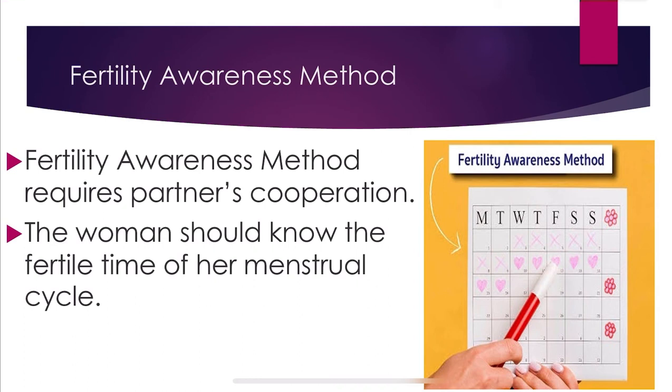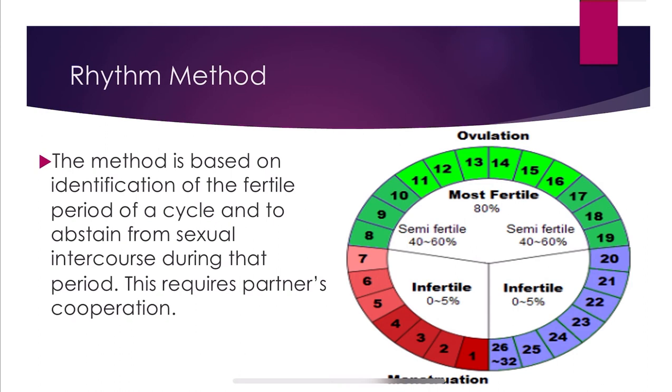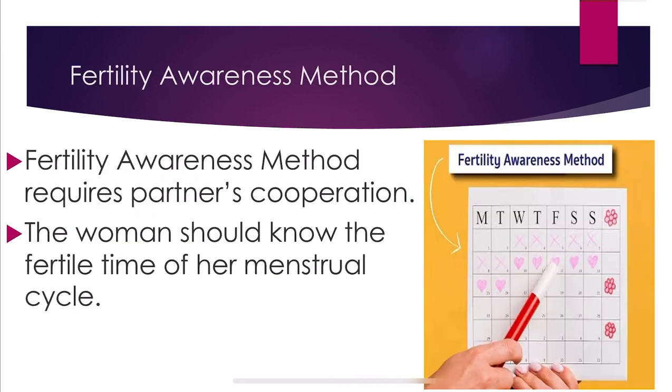The fertility awareness method will require the partner's cooperation. The woman should know the fertile time of her menstrual cycle. She has to know the fertile period of her menstrual cycle, and during that fertile period she has to abstain from sexual intercourse. For this abstinence, she requires the partner's cooperation. First, the woman needs to know her fertile period, needs to abstain from sexual intercourse during this particular period of time, and it requires the partner's cooperation.